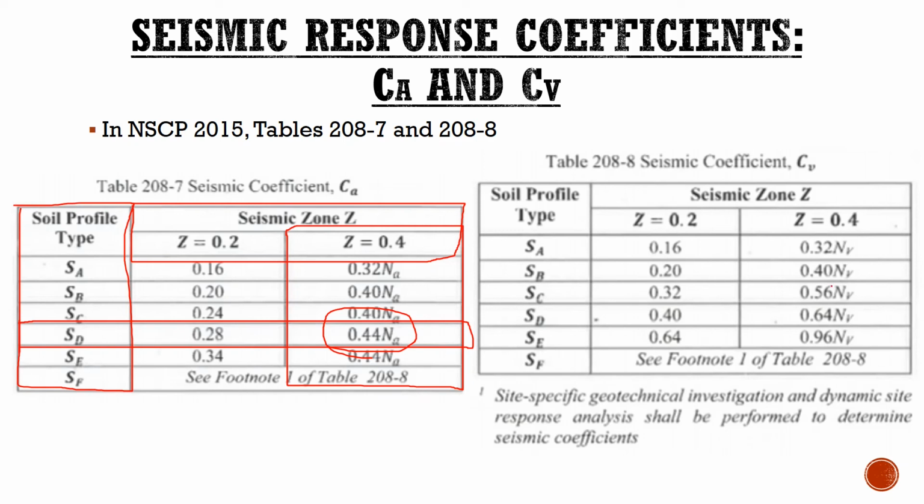On the same with CV guys. So kung seismic zone 4 na po da, seismic zone 4, then D ang profile, then our CV is 0.64 of NV. Okay? So kana guys, mo na to mga values for CA and CV. So isolve yun na siya no. Kaya na may mga NA o NV. Okay kana.